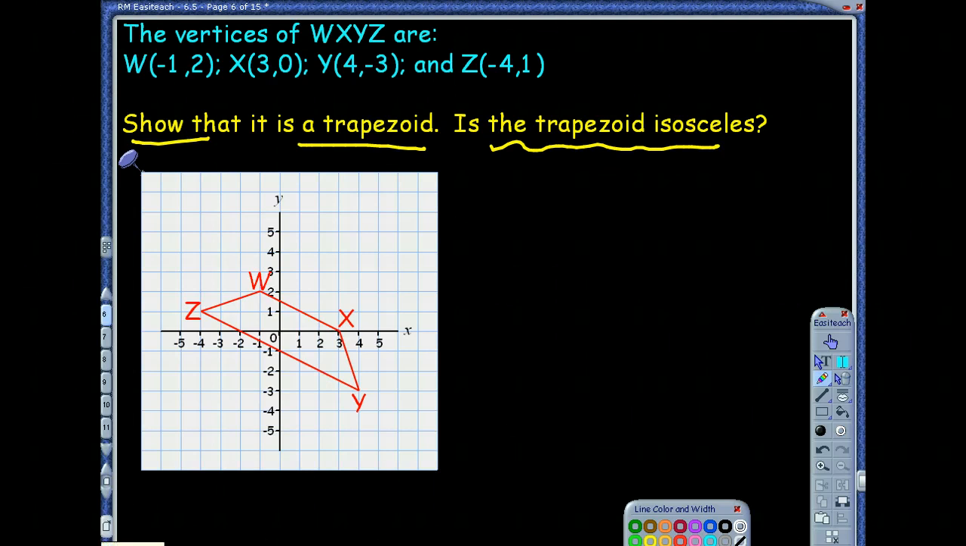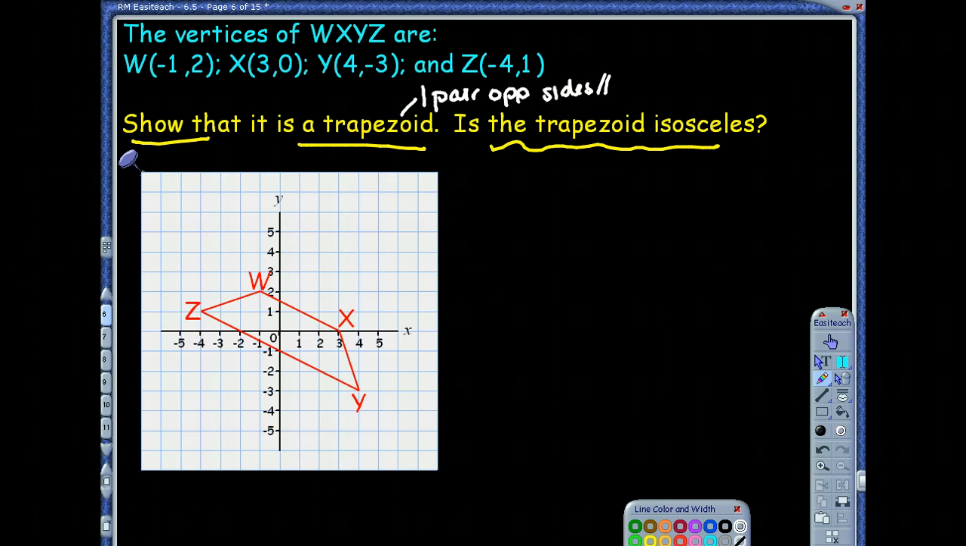So if I'm trying to show it's a trapezoid, by definition, that means you only have one pair of opposite sides that are parallel. So if I can show I only have one pair of opposite sides that are parallel, that means I've shown it's a trapezoid. Perfect. Okay, so let's do that. So how do I show that parallel? That means finding the slope.